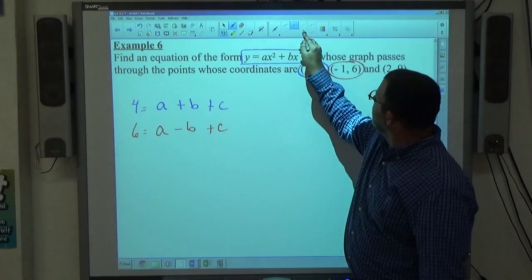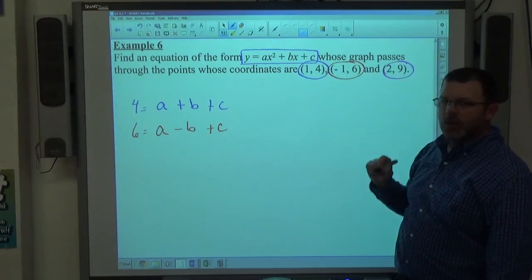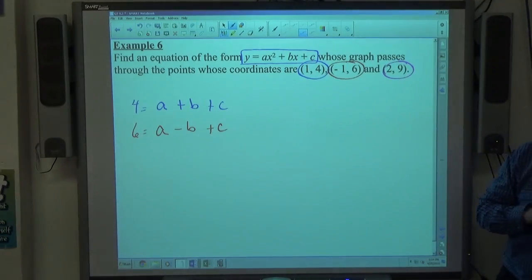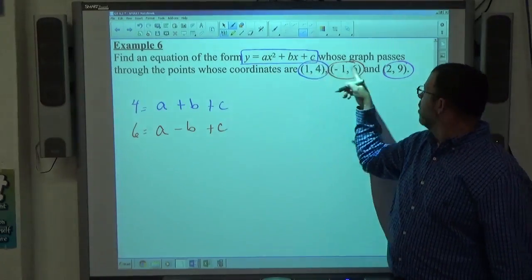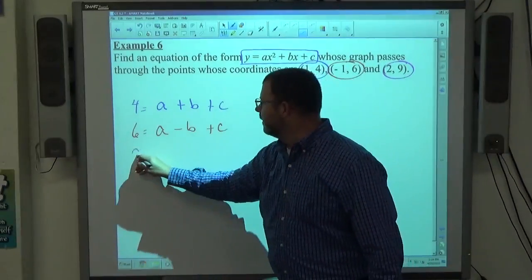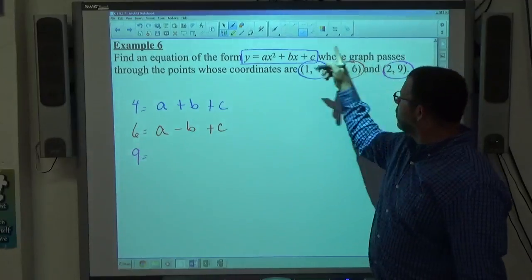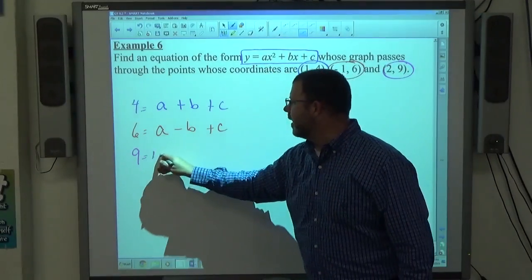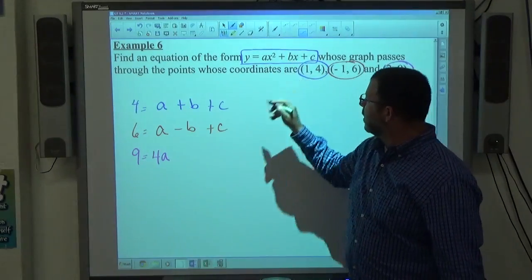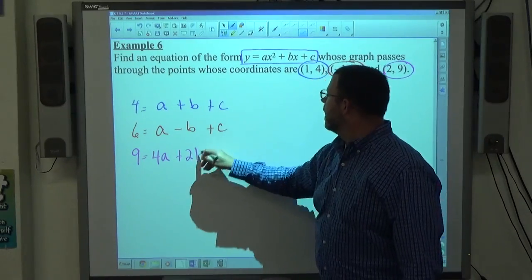And then finally, 2, 9 is another ordered pair, x, y. That's supposed to fit into this structure. Y is equal to 9. X is equal to 2. 2 squared is 4 times a is 4a. 2 times b is going to be plus 2b, and then plus c.